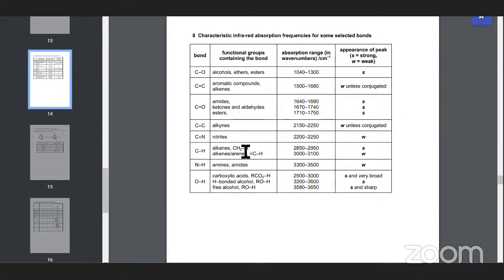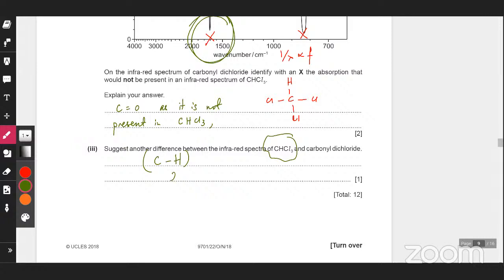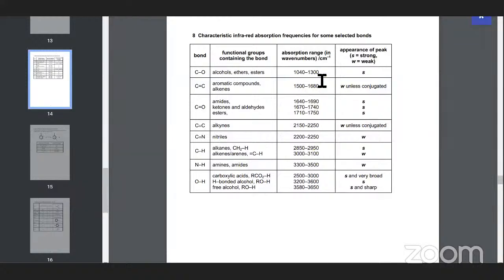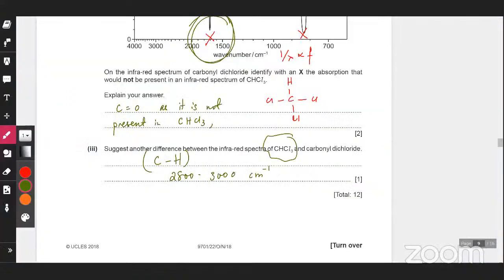You can have alkenes, or carbon and hydrogen bonds could be in a lot of places. So somewhere around 2800 to 3000, there are going to be absorptions. The wave number, I think the unit is centimeter minus one. Let me just check what the unit is. Per centimeter, yes. So that's going to be centimeter minus one.